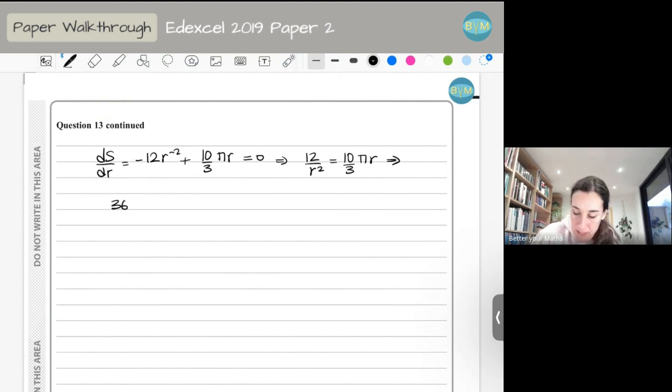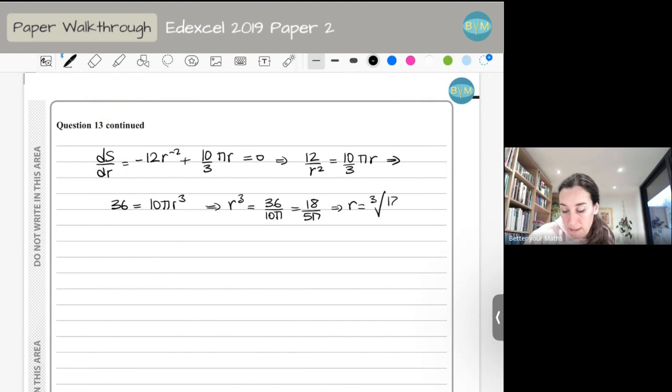Well, it's okay. 36, and then 10 pi r cubed, which means that r cubed is going to be 36 divided by 10 pi. I can divide by 2, so 18 over 5 pi. That means that r is the cubic root of 18 divided by 5 pi. That's the radius that gives me the minimum volume.